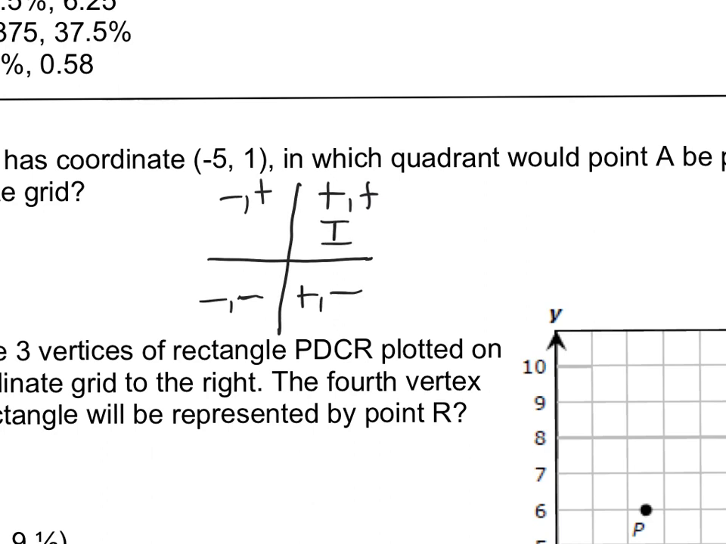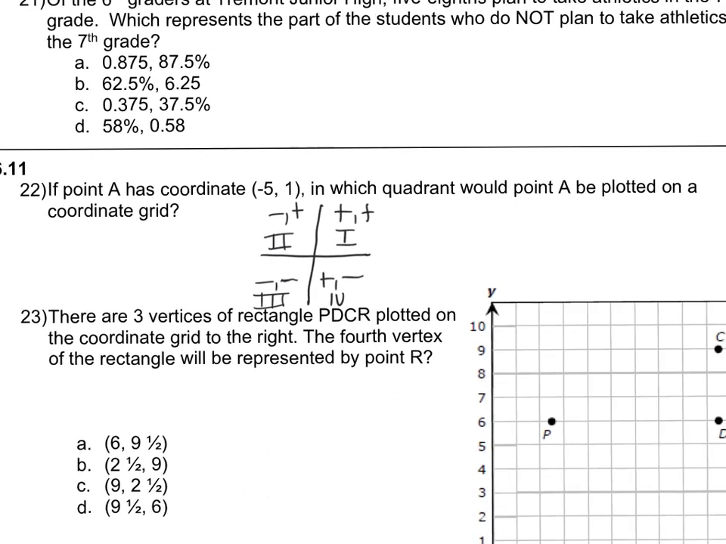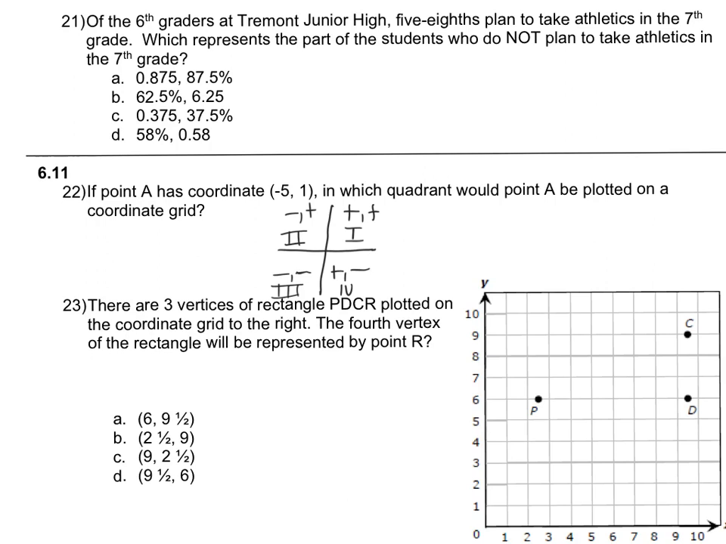This quadrant is quadrant 1. And remember, we're going counterclockwise. Quadrant 2, quadrant 3, and quadrant 4. So in which quadrant would point A be? I see that I have a negative and a positive. So that would be quadrant 2.